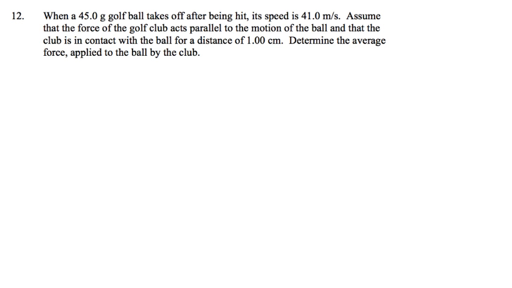All right, so in this problem, we have a golf ball that takes off after being hit. Its speed is 41 meters per second. Before it was hit, it doesn't have any speed. Another important thing in this problem is it says to assume that the force of the golf club acts parallel to the motion of the ball.